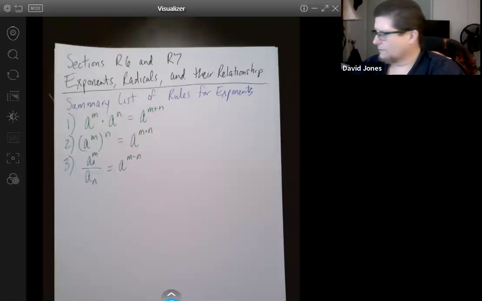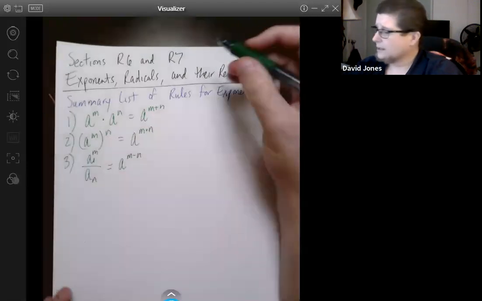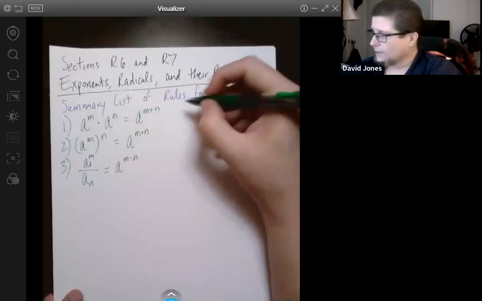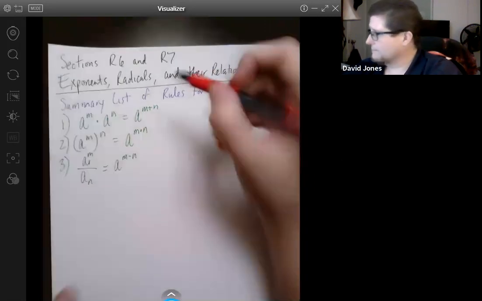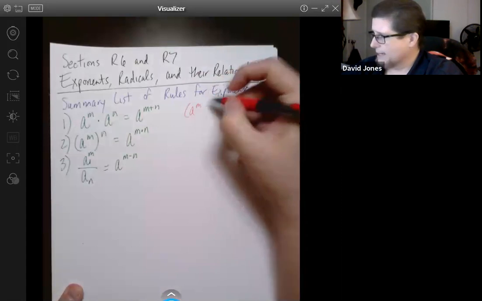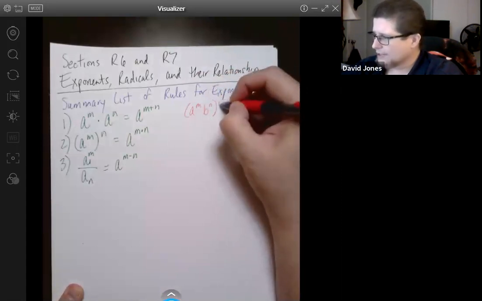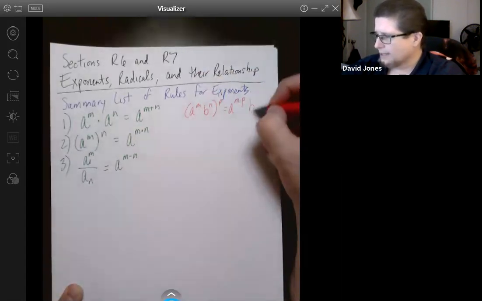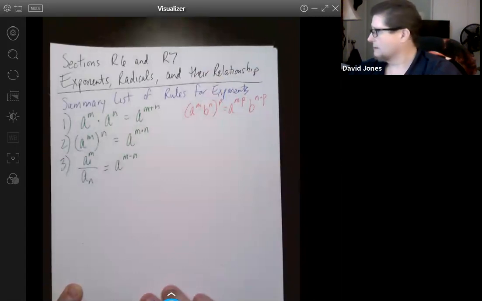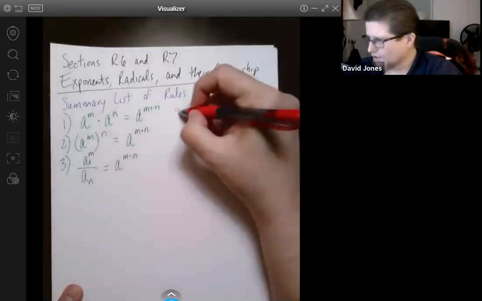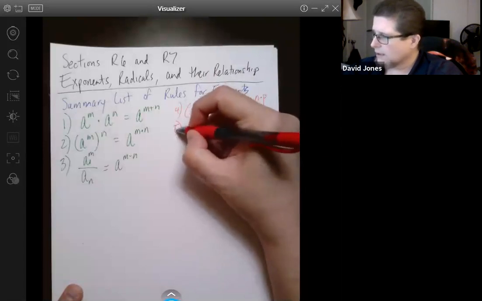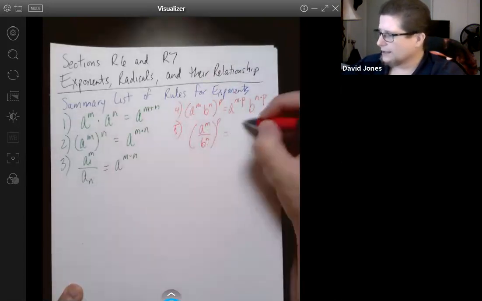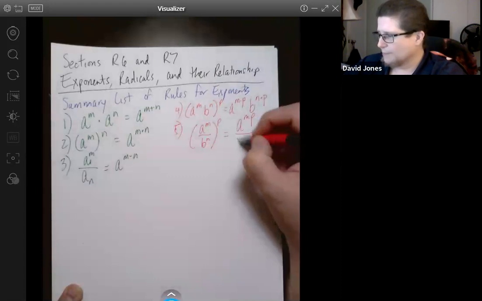Some things that we can distribute with. Let's go with a to the m, b to the n, and I'm going to raise that to the p power. This is a to the m times p, b to the n times p. And this rule applies to division as well. So I could have a to the m over b to the n, raised to the p power, and this is a to the mp over b to the np.